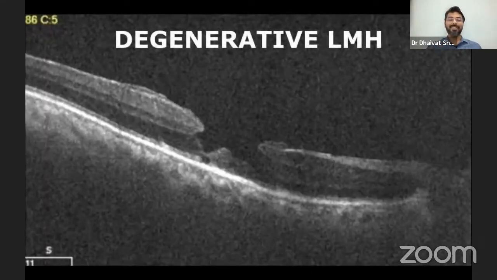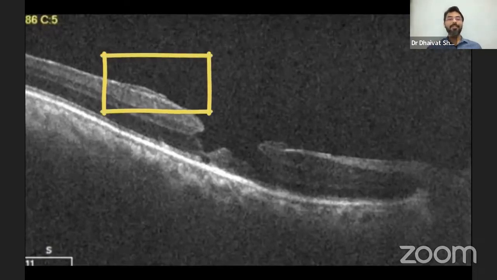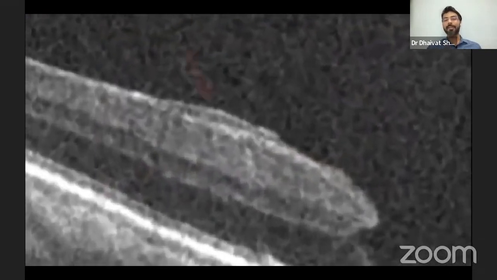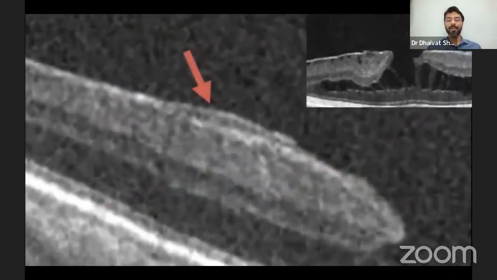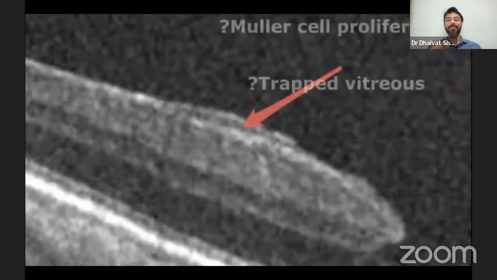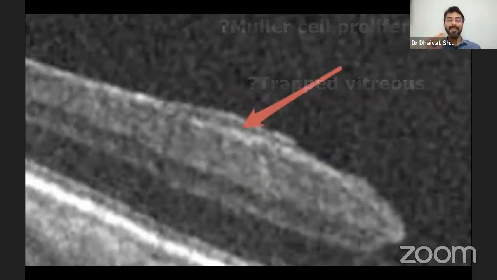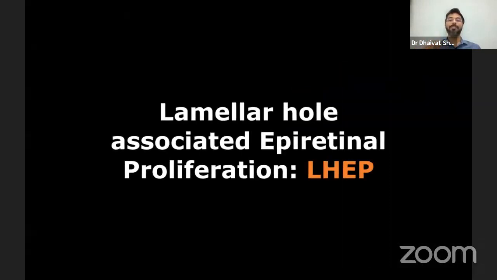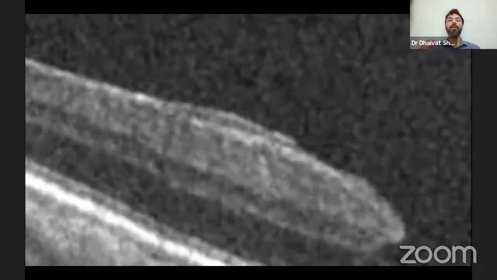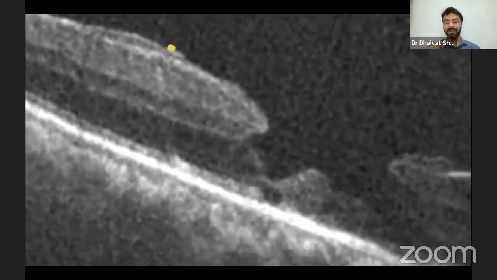In comparison to that, there is a degenerative lamellar macular hole. So how do we understand? If we very closely look at the epiretinal membrane that is present in the degenerative macular hole, it is very thin as compared to the tractional macular hole. And if you see carefully, you can see some hyperreflective dots accumulated below the ERM. These are postulated to be trapped nuclear cells or trapped vitreous. And this sign in a lamellar macular hole is called LHEP, or lamellar hole associated epiretinal proliferation. So this is a poor prognostic marker.